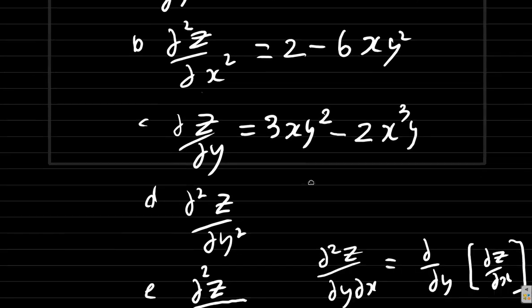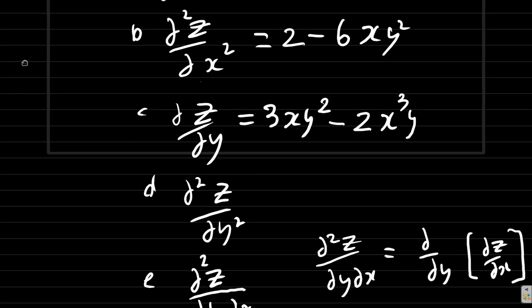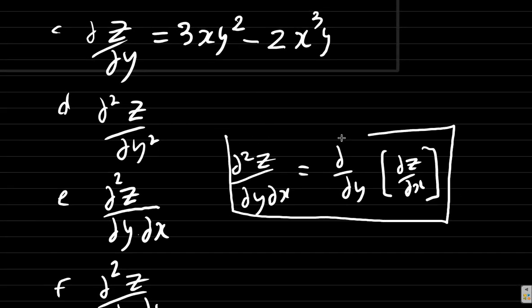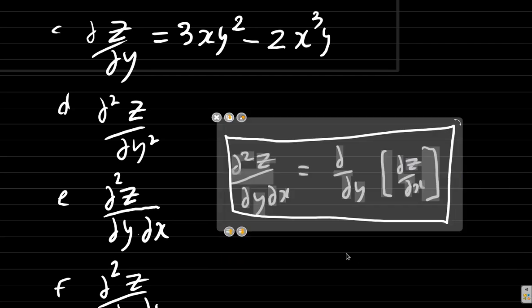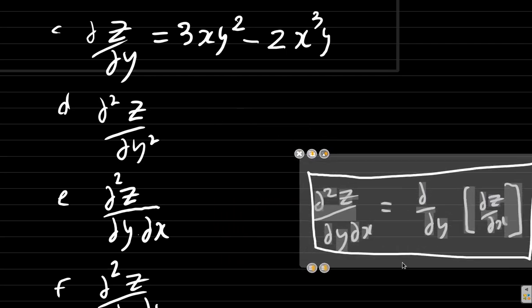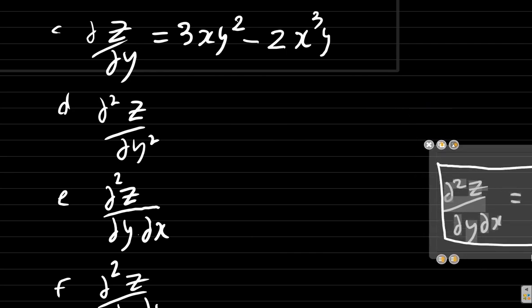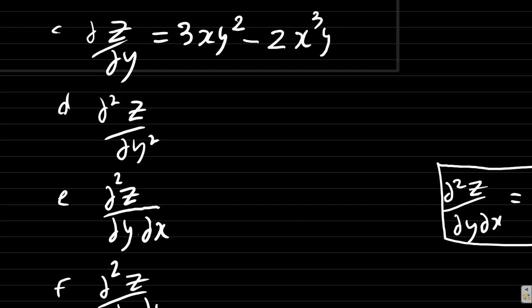Now, what about this part? Now remember, this here is just a statement explaining what to do when you have partial squared of z with respect to partial x partial y. Let's put it all the way out here.